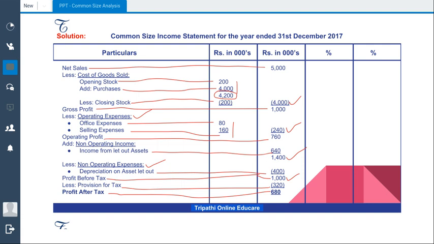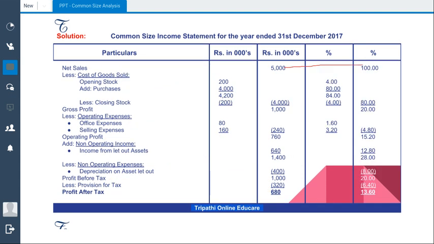Right? Now let us try to understand how to do this common size analysis. So in this case, you will have to take some base, and here in the income statement, common size income statement, we take sales as our base. So anything if you take base will be assumed as 100%. Hence, if you see 5000, we have assumed as 100%. All right. Now, based on this, you will have to calculate the percentage of each and every item. Taking sales as a base, that means 100%, you will have to calculate the percentage of each and every item of this common size income statement.